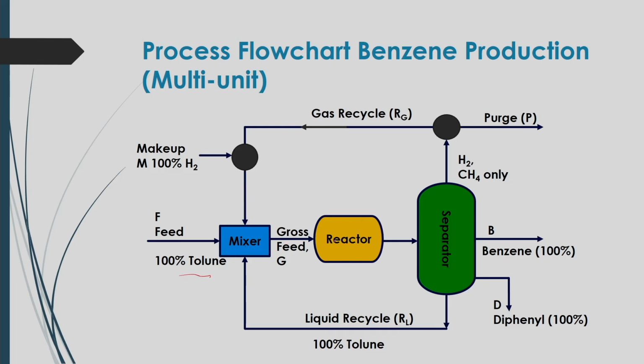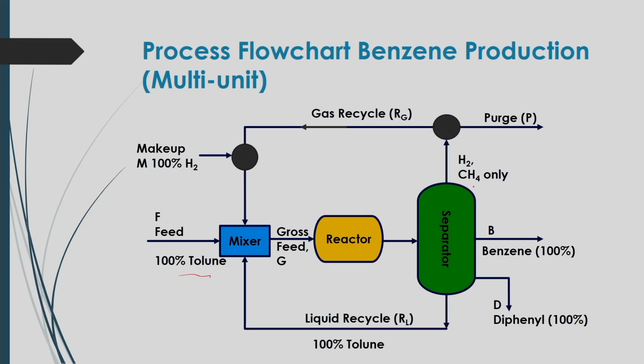Now, this reactor will have as its inlet the gross feed which is coming out from the mixer, and then after reaction there will be some generation of product, and then the product along with the unreacted reactants will come out from the reactor and go to the separator. Now, what is the output of this reactor? It will be the input of the separator.